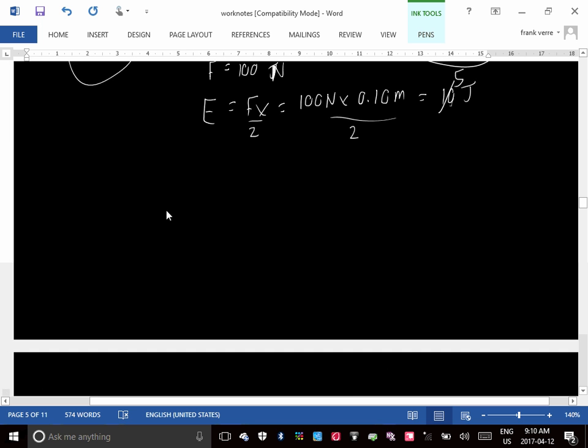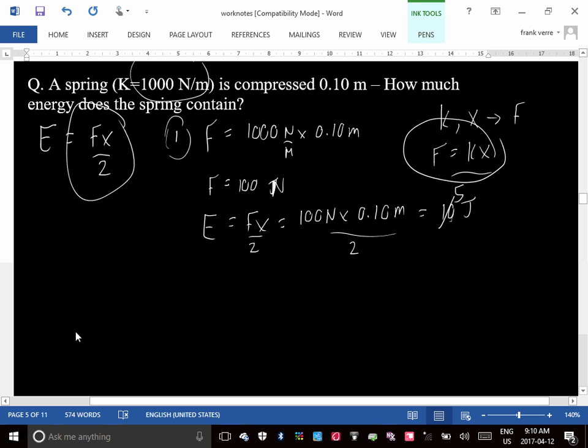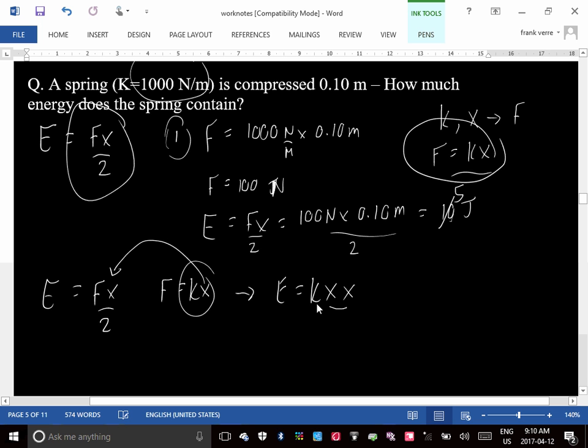I'm going to show you a way to solve this question without even using force, just using K. Because I want you to go back to this equation, Fx over 2. Now, if I look at what F actually stands for, we have F equals Kx. Why don't we substitute for F then? If F is Kx, we have Kx times x over 2. So now that gives us Kx squared over 2.